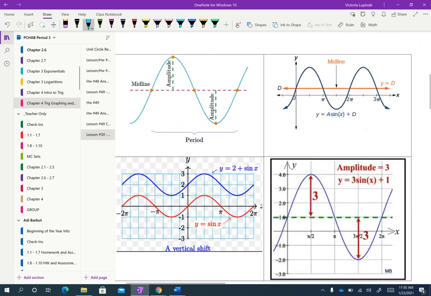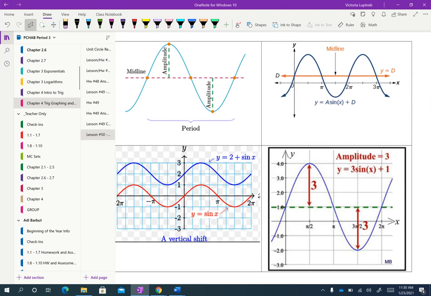But first, just a little reminder here, some focus on some of the vocab. Again, you can draw these if you want to, or you can just look and listen. So in the top left box here, we're reminding you of the period. Remember, the period is the distance from the beginning to the end, or one full cycle. Remember that the midline is the horizontal line that goes from left to right and cuts the y values in half. And the amplitude is the distance from the midline to the maximum or the midline to the minimum.